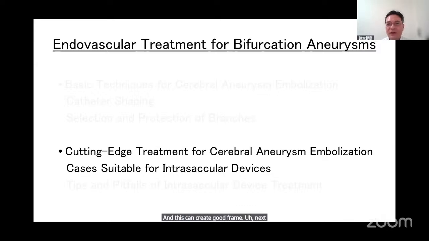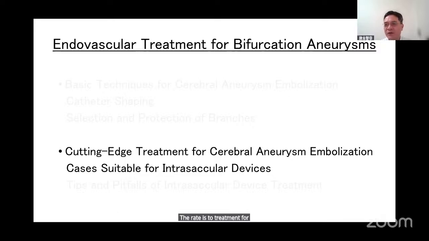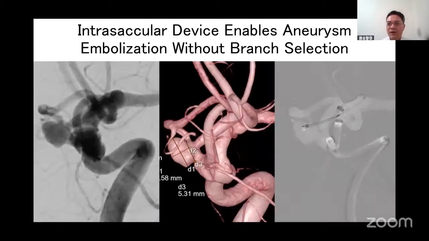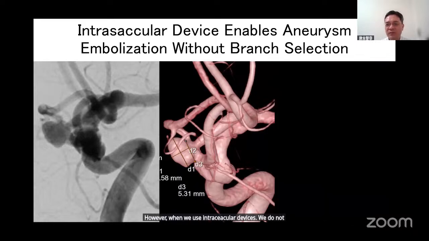Next, I will talk about intrasaccular devices, the latest treatment for bifurcation aneurysm. First, I would like to explain two advantages of intrasaccular devices. In the first half of my presentation, I explained how to select the branch. However, when we use intrasaccular devices, we do not need to select branches.